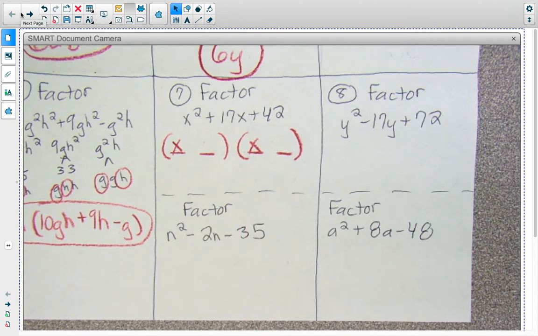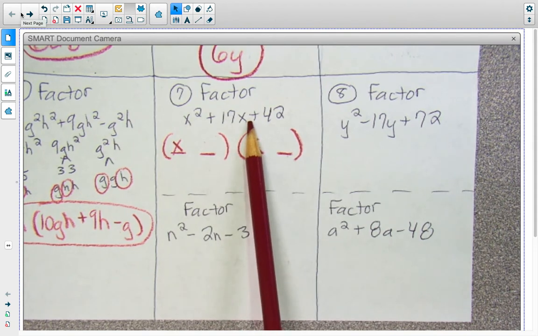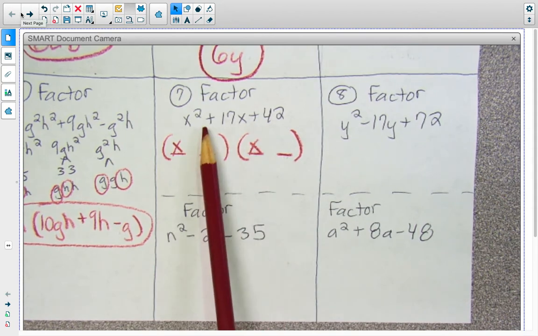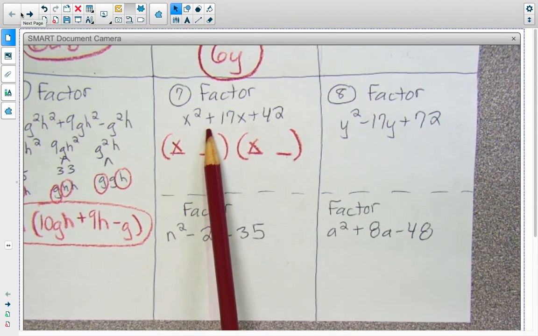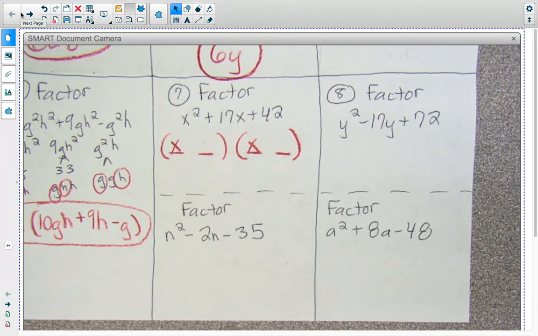Now, besides just knowing your multiplication facts, some things are going to help you out. I know that this sign is a positive. So what can multiply to give you a positive? Either 2 positives or 2 negatives. What's going to add to give us a positive? It must be 2 positives. So for this particular problem, I'm going to have 2 positives.